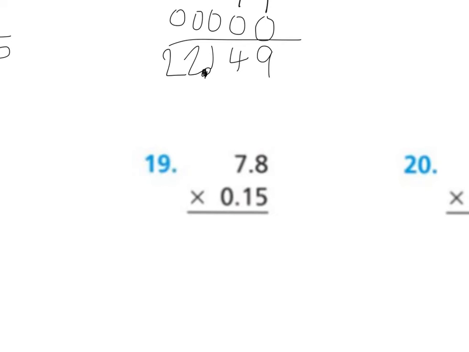But don't forget to put them in because your answer is not going to be right. So 8 times 5 is 40. Remember to keep everything lined up. 5 times 7 is 35, plus 4 is 39. I'm going to do a placeholder.